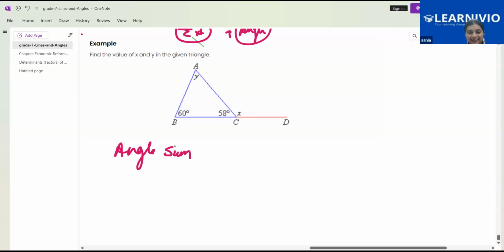When we do x, I added 60 and y, which is 60 plus 62. And the answer was 122 degrees. So x is 122. That's correct. And y is also correct. Okay, so now let's do this. We have to find the y.